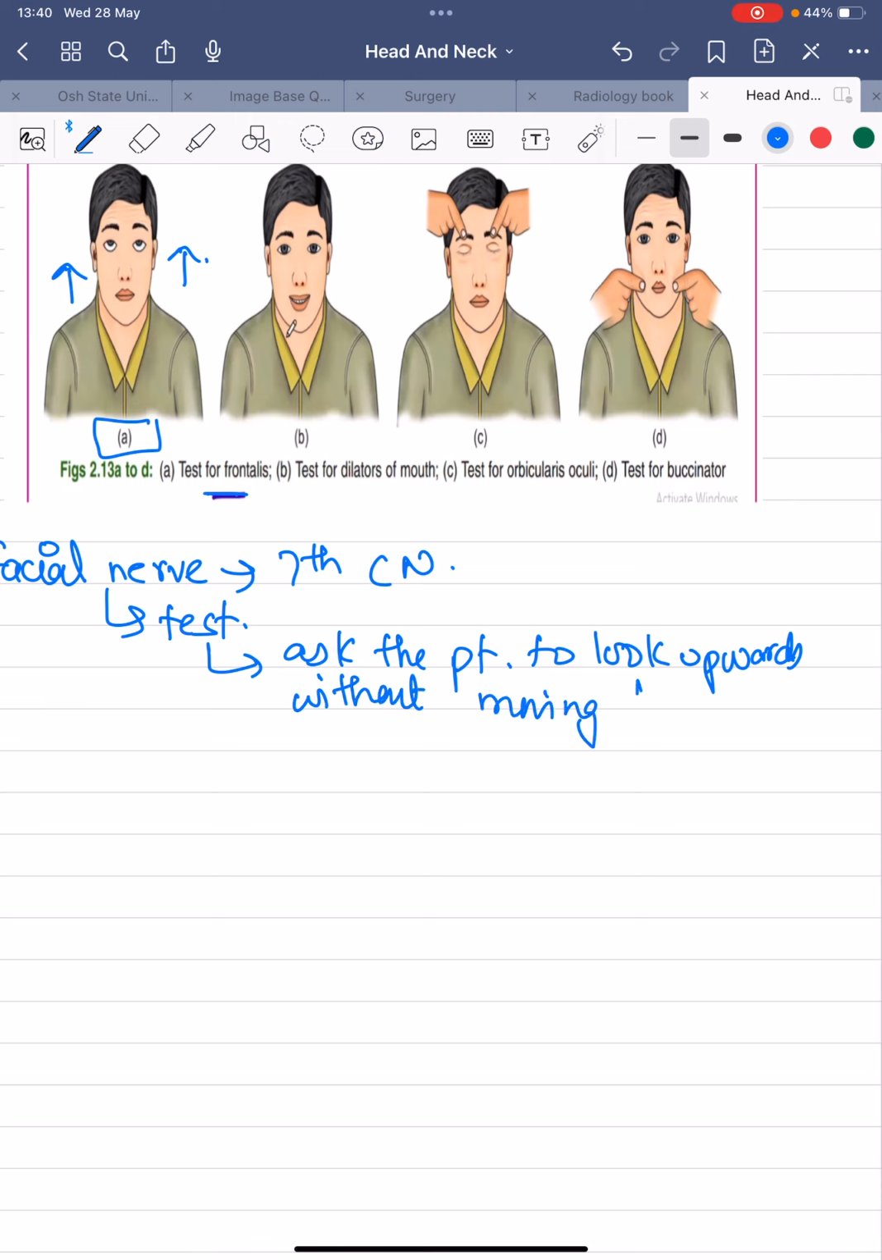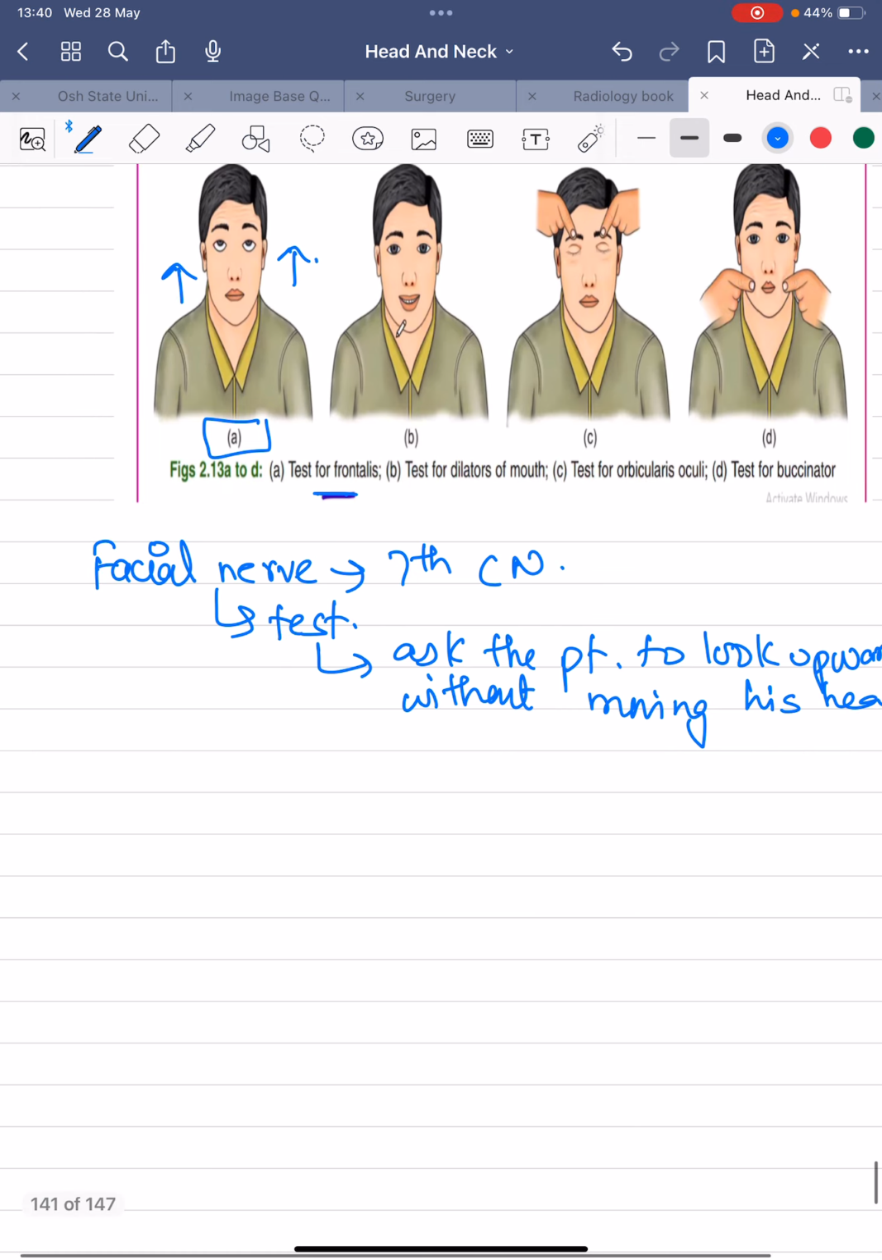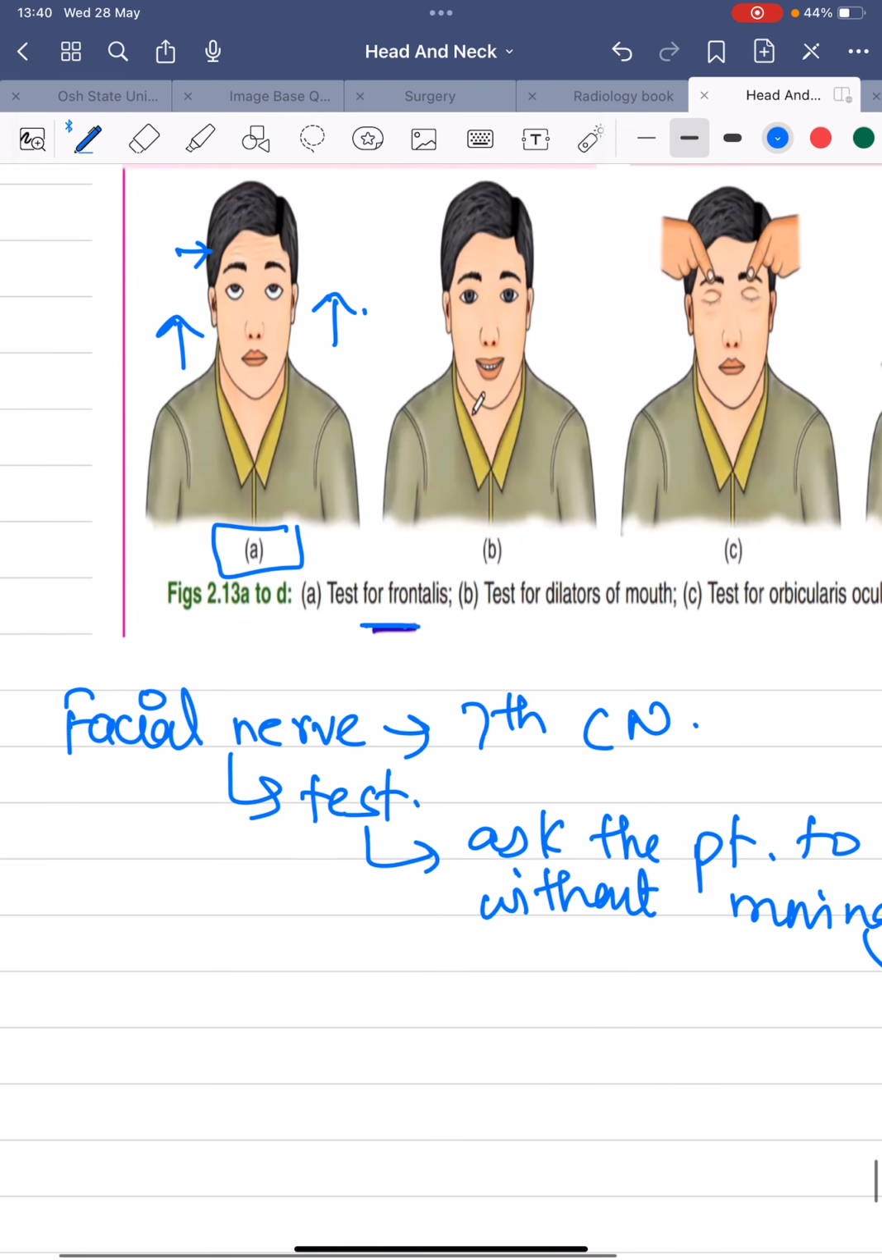Okay, without moving his head. Okay, and you must have to look for what? You must have to look for these horizontal wrinkles. So first thing, how you are going to check the frontalis muscle, you are going to ask the patient to look upwards without moving his head and look for the normal horizontal wrinkles on the forehead.